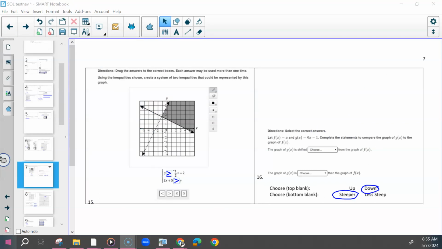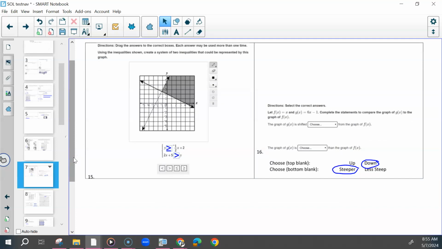15, you had to find which signs would work for this. So the first one would be greater than or equal to. The last one would just be greater than. 16, if you were doing this on the computer or on the app, it would be a drop-down menu, but you can't do it on paper. So the first one would be down, and the second one would be steeper.